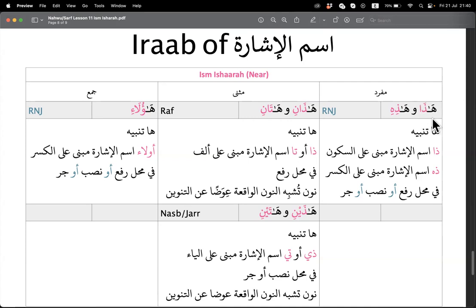For the plural, ha'ulai, the masculine and feminine plural are the same. So ha again is tanbih. The ulai part is your ism isyarah. The whole thing is your ism isyarah. It's mabni ala kasr because you have a kasrah on the hamzah. And then again you say fi mahalli raf' or fi mahalli nasb or jarr.